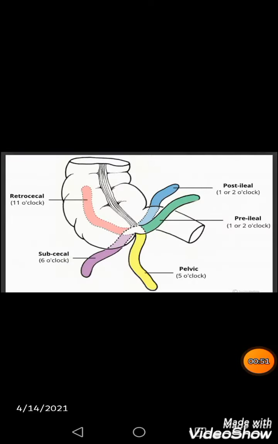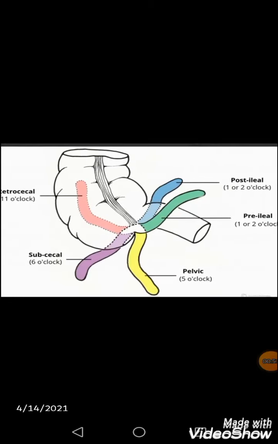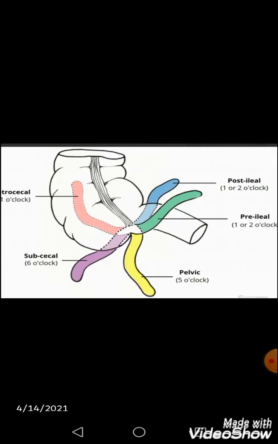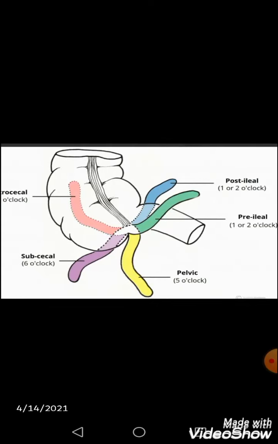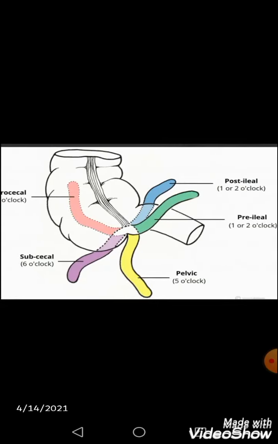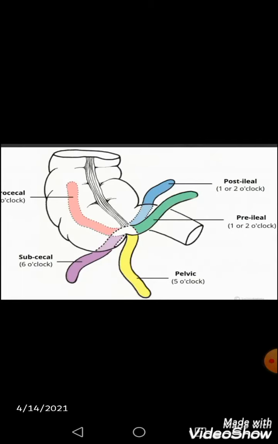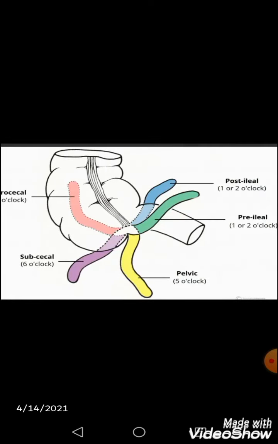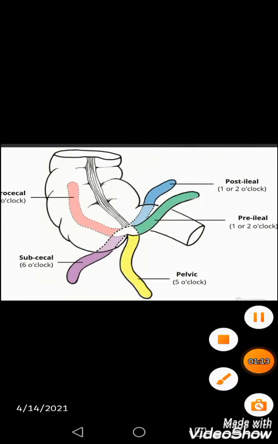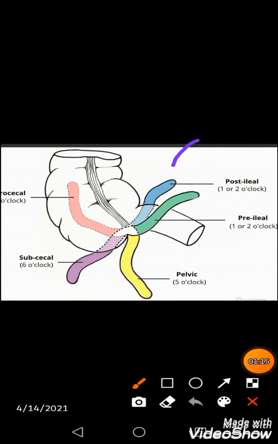Now we have to learn a little bit about the positioning of the appendix. Clinically, it's important. You can see that the appendix is present near the ileocecal junction and is attached to the cecum. First you observe it in a blue colored marking, where it is occupying a position called post-ileal. And if you put a clock over it, it represents 1 or 2 o'clock positioning.